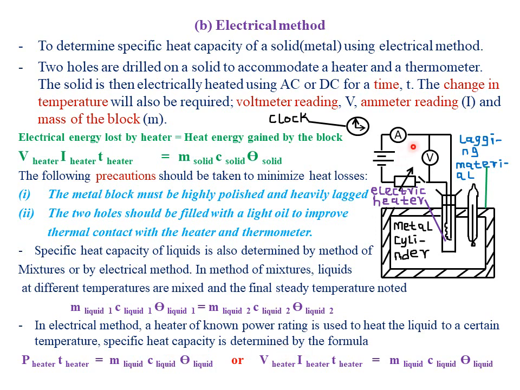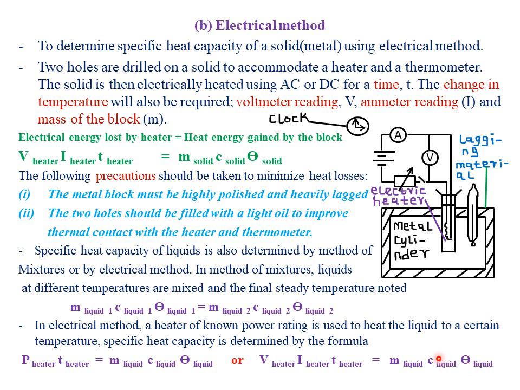But if you are given the value of voltage, current, and the time, then you can use this formula. You simply say the voltage of the heater times the current of the heater times the time for which that particular substance was heated. So this will give us the heat that was lost, which must be equal to the heat that is gained, which is given by mass of the liquid times specific capacity of the liquid times change in temperature for the liquid.